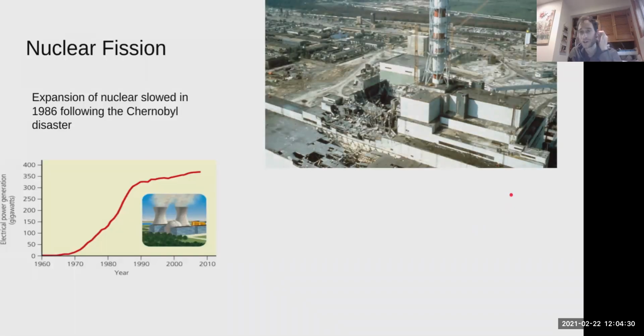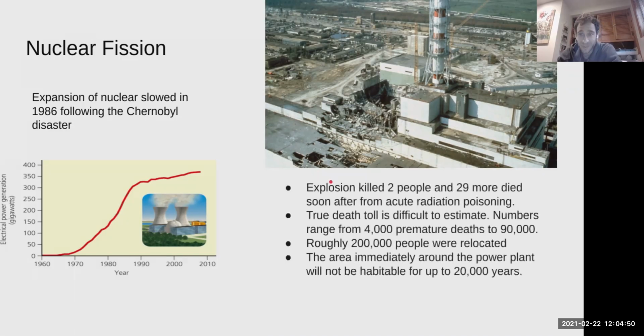This was in what's currently Ukraine, former Soviet Union, currently Ukraine. And they had an explosion in one of their reactors, and radioactive clouds were sent way up into the atmosphere and spread a really long way. This thing was trouble. It killed 2 people. Explosion killed 2 people immediately, and 29 died within a few days of acute radiation poisoning because they were exposed to that radiation. The real death toll is really difficult to peg.